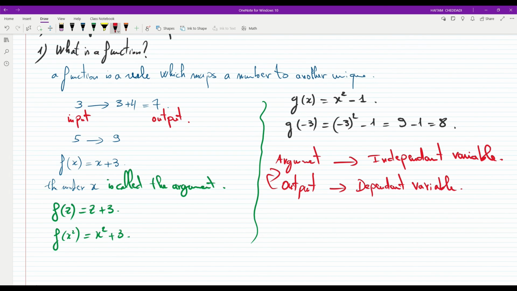In the second video, we're going to talk about plotting the graph of a function.